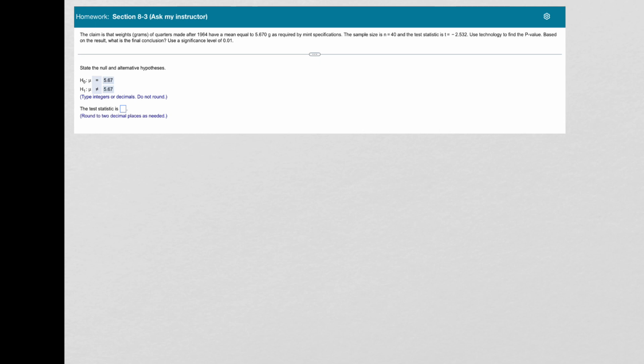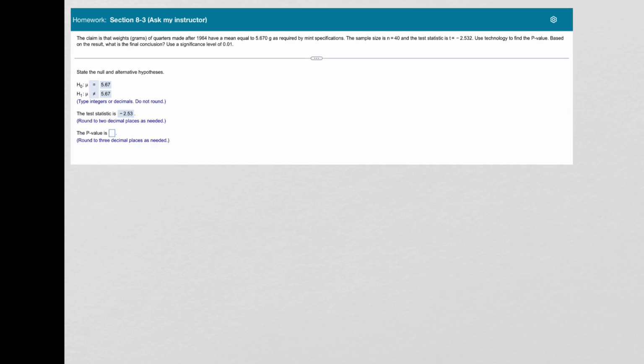It asks, what is the test statistic? Well, they actually gave us the test statistic here instead of giving us the data. So we would just put negative 2.53 there because they want it rounded to 2 decimal places. So always be careful and look for how many decimal places they want, because that was a little confusing.